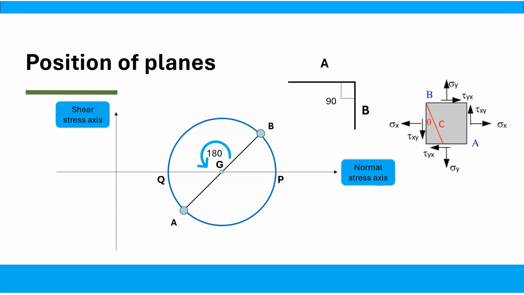If we consider the plane C that makes an angle theta with the plane A, the point C on the stress circle can be located by rotating the radius GA in the counterclockwise direction, that is the same direction of rotation of the stress element.